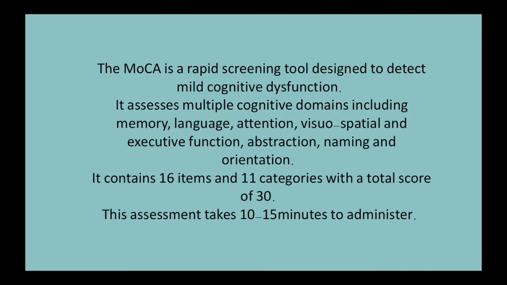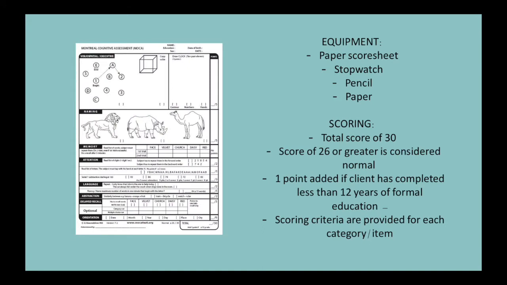The assessment tests under ICF domains body structure and body function. 3 alternative forms of the test are available in English to reduce likelihood of practice effects. The MOCA is also available in 48 different languages and dialects and in a form for visually impaired clients. To administer this test, you will need the score sheet, a stopwatch, pencil and paper.